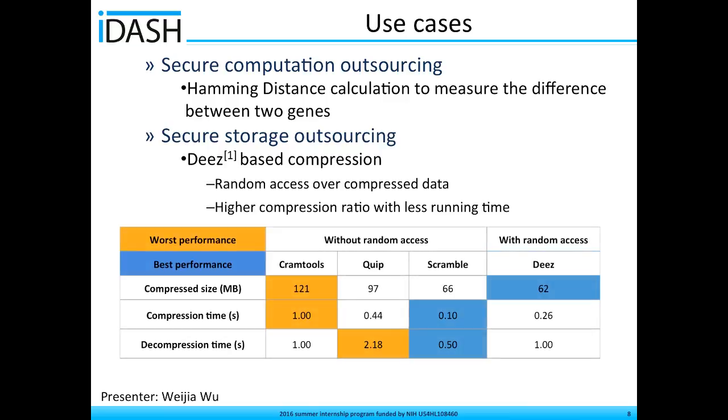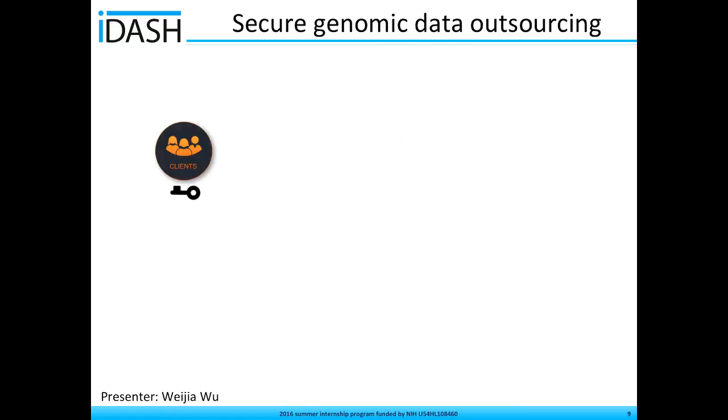Here is another table about this compression algorithm. We can see that it has a higher compression ratio than others. Okay, and then here I will show you an example of what the data outsourcing does.